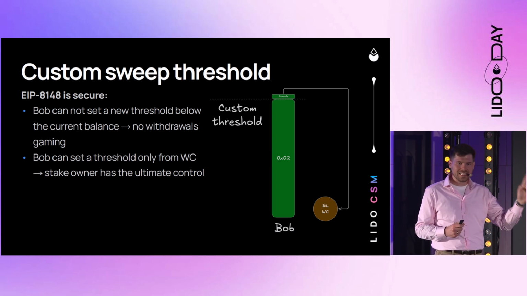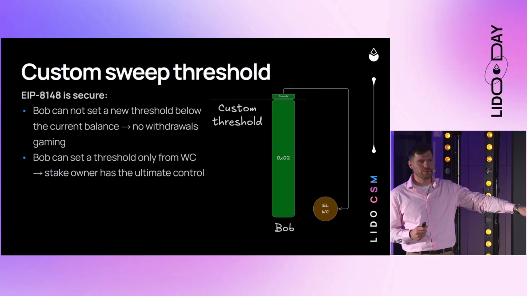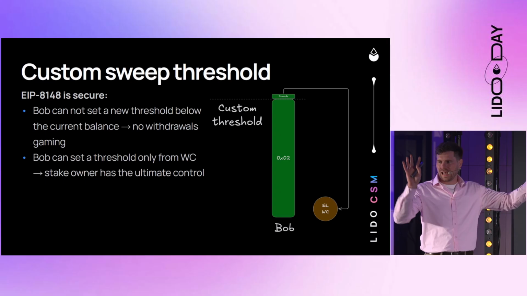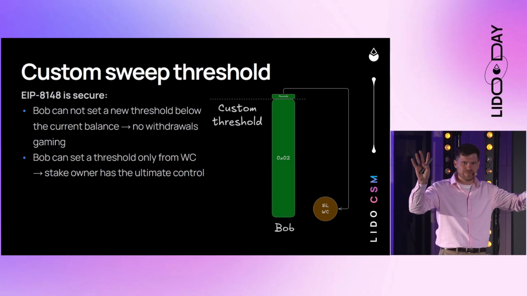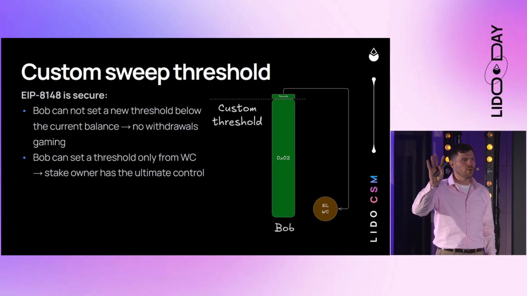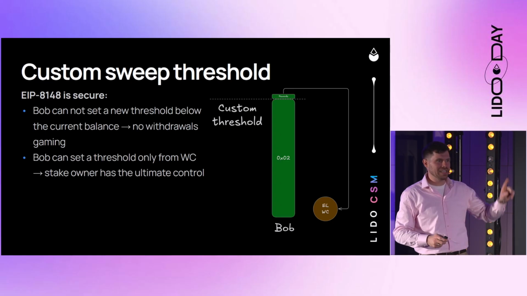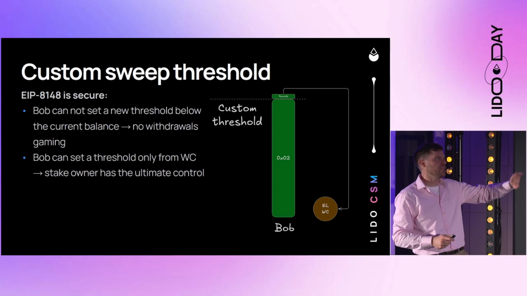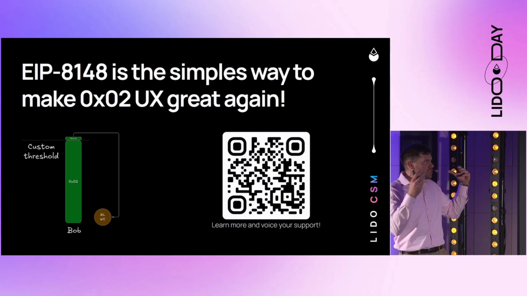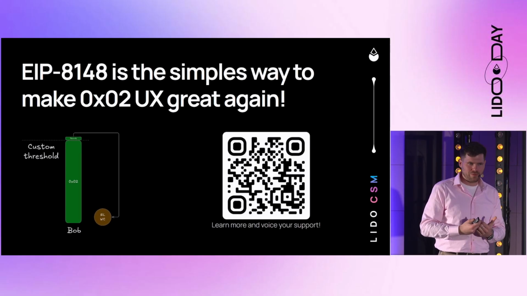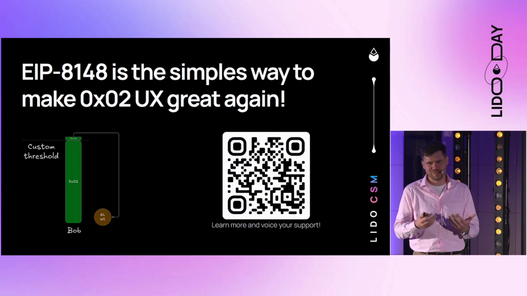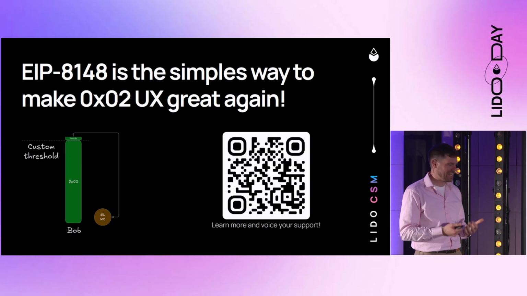So Bob can still set it, but following the rules of the protocol. And Bob can set this threshold only from his withdrawal credentials. So if we talk about delegated staking here, where the node runner and the withdrawal credentials holder are different actors, the one who owns the money, the withdrawal credentials holder, will be in charge of deciding how this threshold should be set, should it ever be used or not, and how it should be changed. So in general, EIP 8148 is the way to make the user experience for 0x02 validator withdrawal credentials great again.